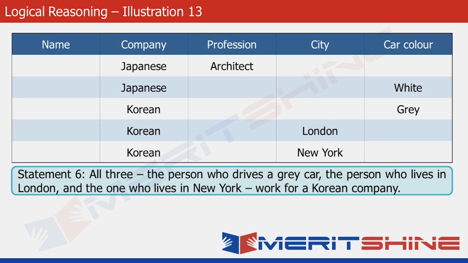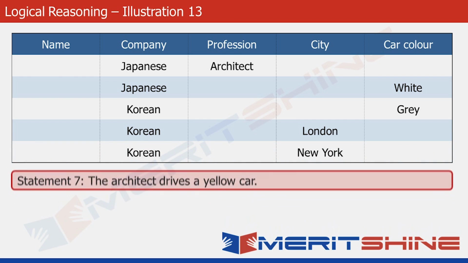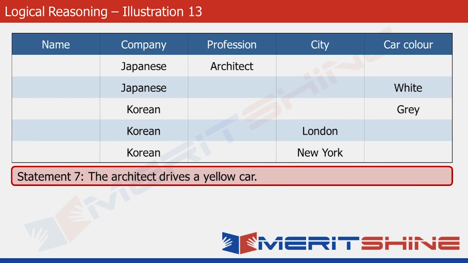Now let's move forward and look at statement 7 now. It says that the architect drives a yellow car. This is the architect in the first row. So let's just put yellow in the car color cell of this row.